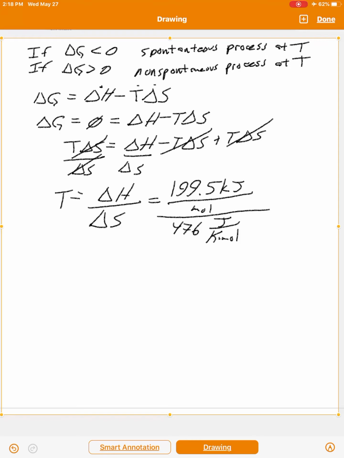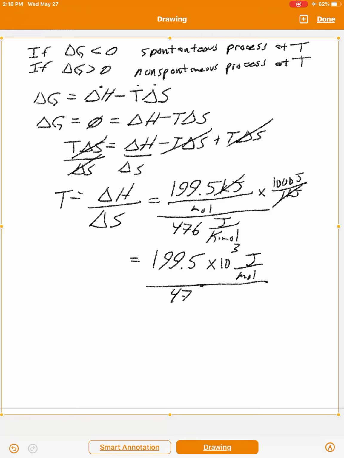So here's what I'm going to do. I'm going to multiply this by 1,000 joules per kilojoule. That'll get rid of our kilojoules there. So that's 199.5 times 1,000. I'll just write it times 10 to the 3. And then that would be joules per mole. Divide that by 476 joules per Kelvin mole. And then that'll give you your temperature. Joules cancel, moles cancel, 1 over Kelvin. That equals Kelvin. So you're going to get an answer here in Kelvin.